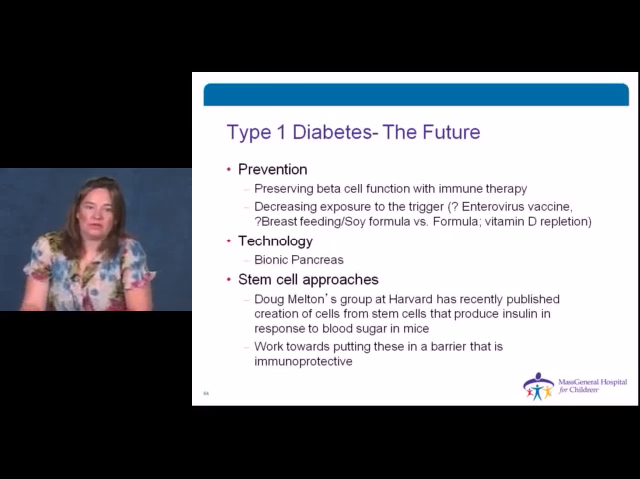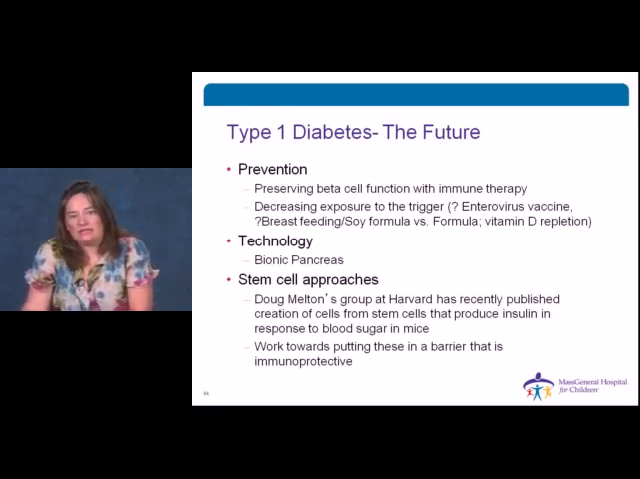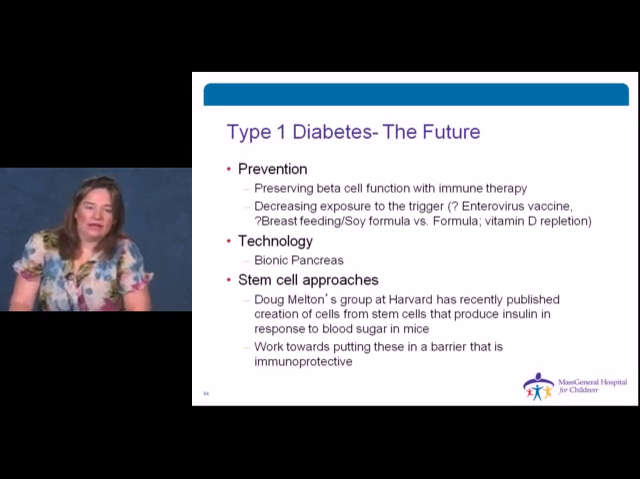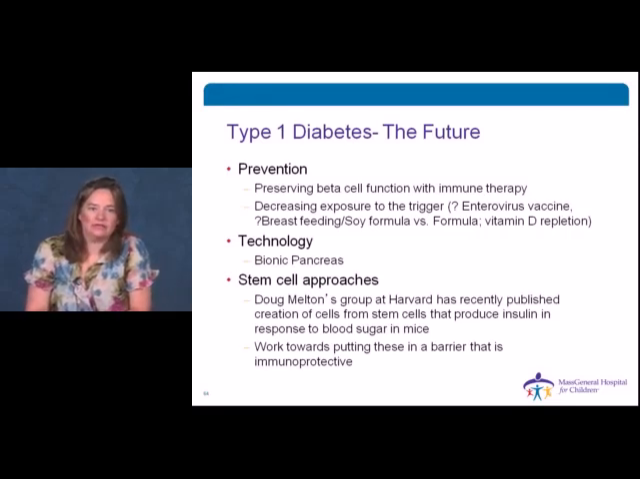Another frontier will be decreasing exposure to the trigger. So with the enterovirus, could it be a vaccine? Could it be changing to breastfeeding from cow's milk formula? Could it be vitamin D repletion? All these are in trials as well. Technology is continuing, and the bionic pancreas is very exciting, where instead of the patient having to be in the loop of responding to blood sugar, going over to their pump or injection and giving insulin, the bionic pancreas would just do that based on an algorithm, which is really exciting.